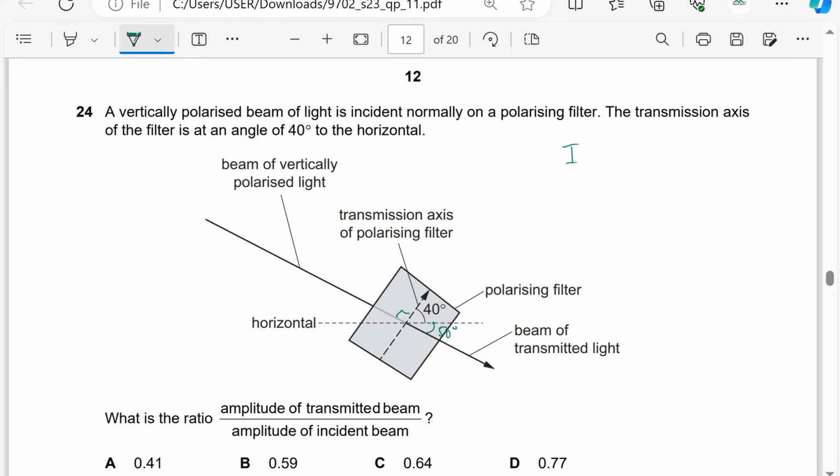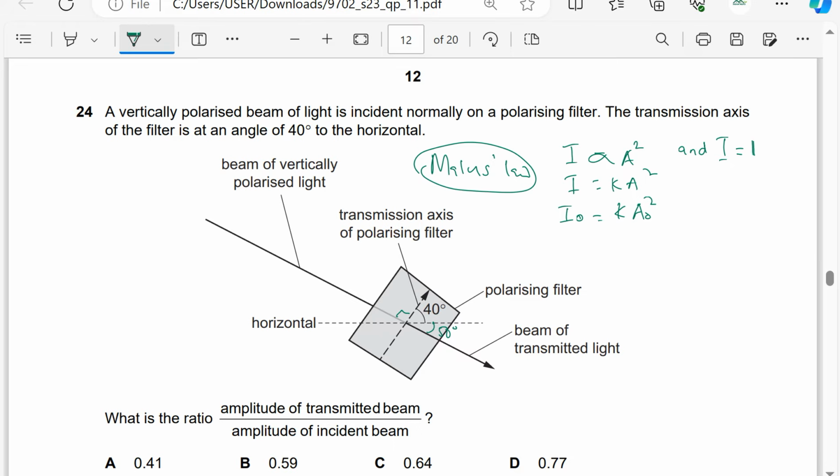Since I know that intensity is directly proportional to the amplitude squared, intensity is going to be a constant times amplitude squared. Let the incident intensity be I naught, which is K times A naught squared, and let the transmitted intensity be I. According to Malus's law, the transmitted intensity I is equal to I naught cos squared theta.